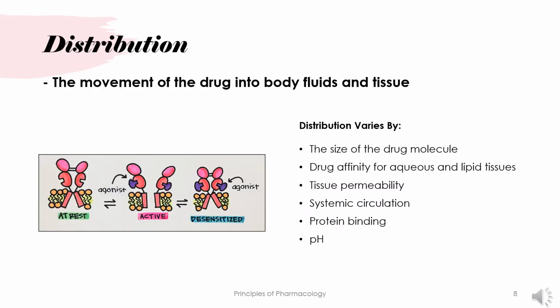So now that the drug has been administered and absorbed, it is now time for it to be distributed. Distribution is the movement of a drug into body fluids and tissue. So remember, absorption gets the drug into the circulatory system, but distribution gets the drug into body fluids and tissue. Distribution varies by the size of the drug molecule, drug affinity, tissue permeability, systemic circulation, protein binding, and pH.